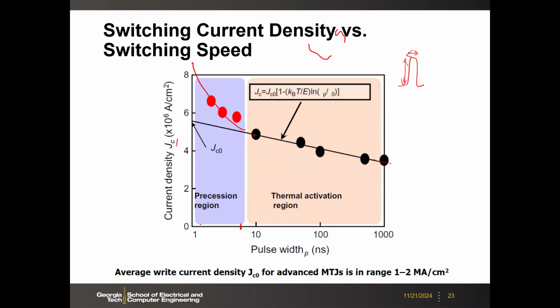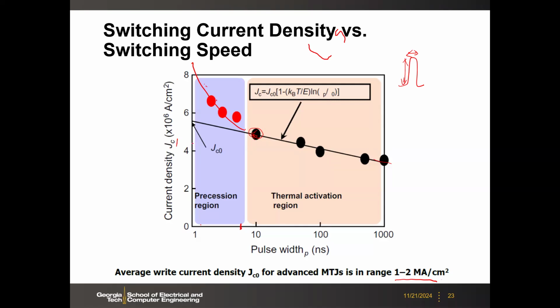So if you want to switch it very fast, then you have to really apply a very large current, because in that time scale, there's less probability for thermal to fluctuate to help you to flip over. But at a longer time scale, the thermal will help. Okay. But typically, people are operating near this boundary. Okay, we are not going to operate within the precession region. Otherwise, the current will be huge. So ideally, you want to reduce the current below to this level.